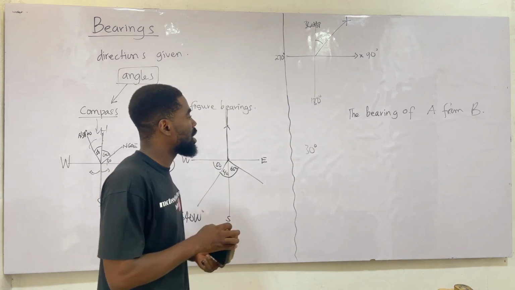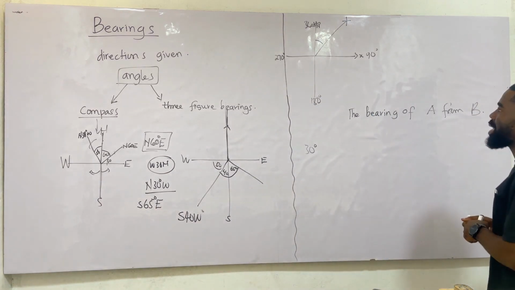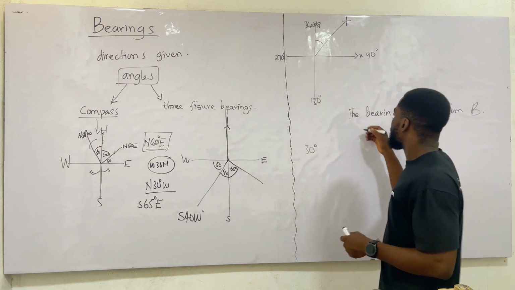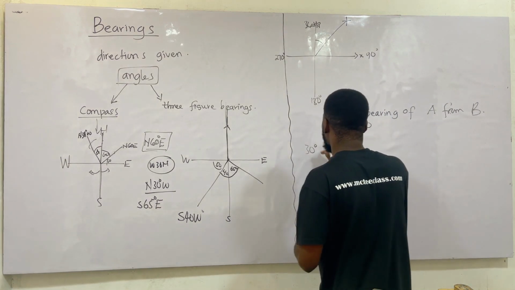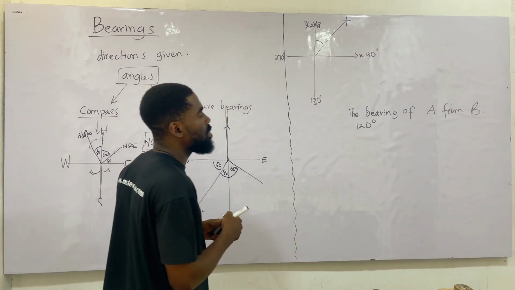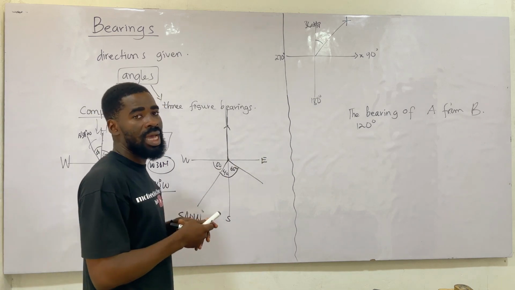Let's try some of these that I've said here. The bearing of A from B is, let's say, 120 degrees. The bearing of A from B is 120 degrees. Draw the diagram for that. How do I draw this diagram?